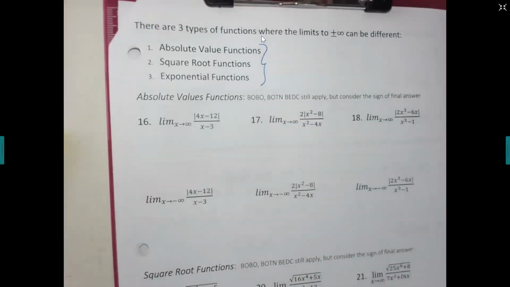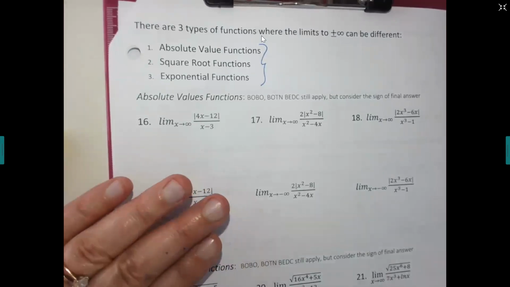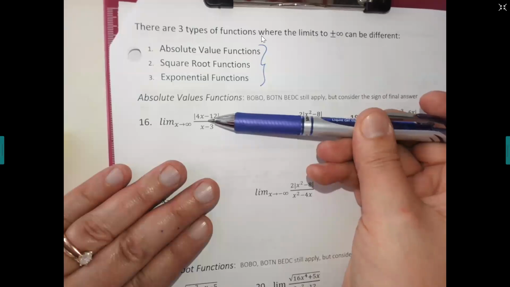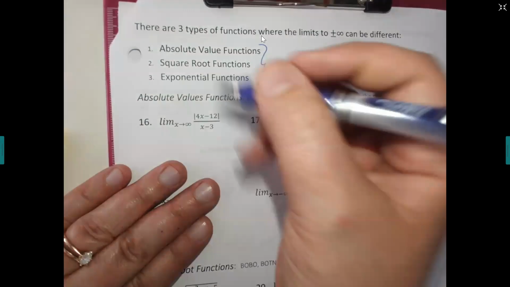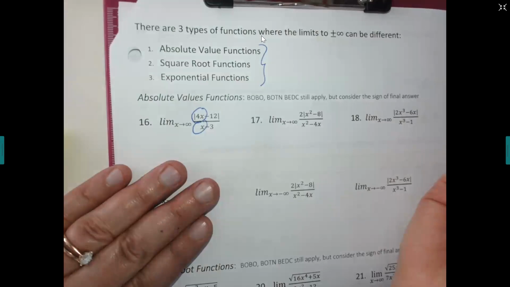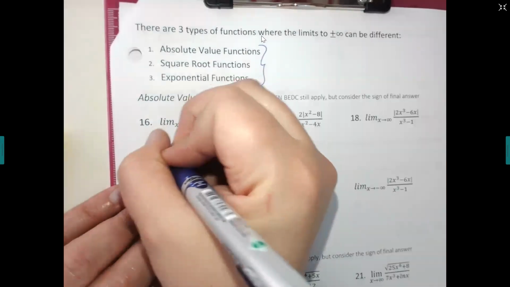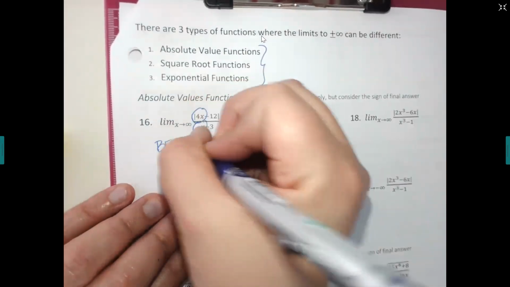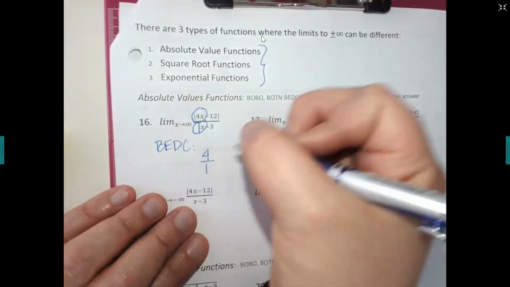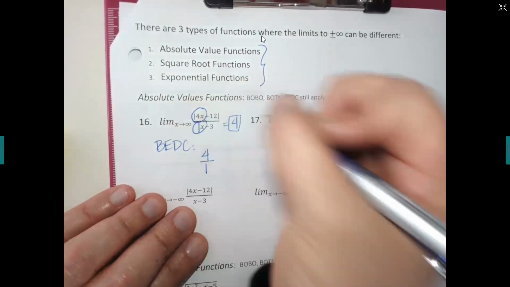We're going to start with absolute value. Do x to infinity exactly the same. Is this a Bobo, a Bottom, or a Betsy for number 16? It's a 4x on top versus an x on bottom. It is a Betsy because they're both x's, which is a power of 1, so they're the same. Then I would do 4 divided by what on bottom? That's a 1x, right? So 4 divided by 1 means that this goes to 4.